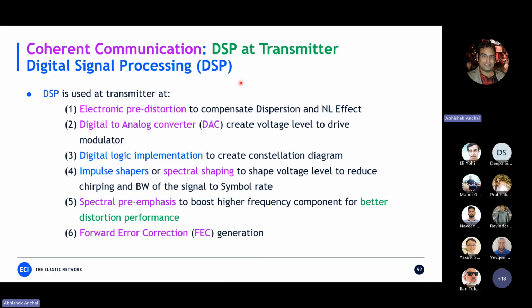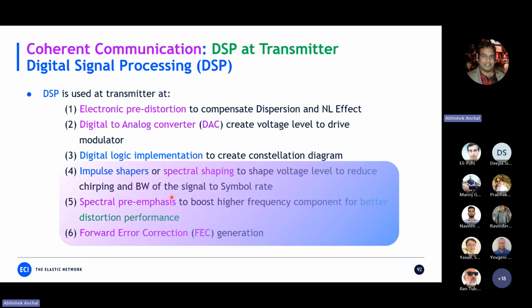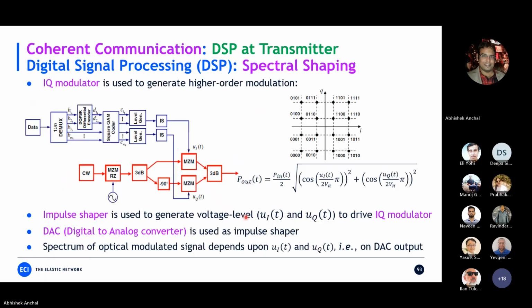Not only the receiver, but also the transmitter employs heavy DSP. There are various purposes of DSP on the transmitter side. One of the more important is converting those bits into symbols, depending upon which higher order modulation format we choose. We call it digital logic implementation to create the constellation diagram, and various other functions. But we are going to discuss impulse shaping and spectral pre-emphasis, as well as forward error correction generation. If you look at the DSP side of an IQ modulator, which is the usual modulator used in commercial transceivers, we have data and we convert this data to higher order modulation symbols through some logic implementation. After that, the symbols must go to the MZM, Mach-Zehnder modulator, to create this constellation diagram or the higher order modulation signals.